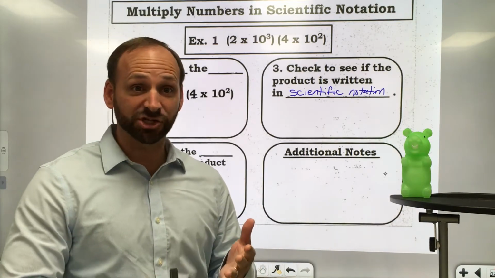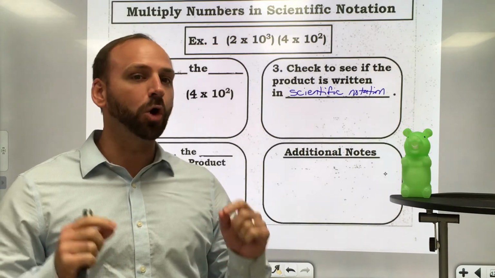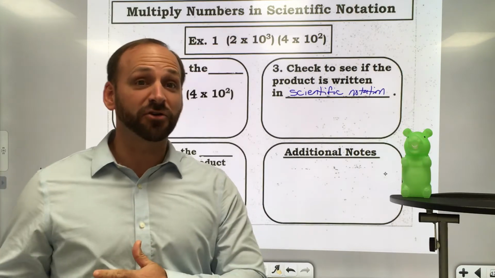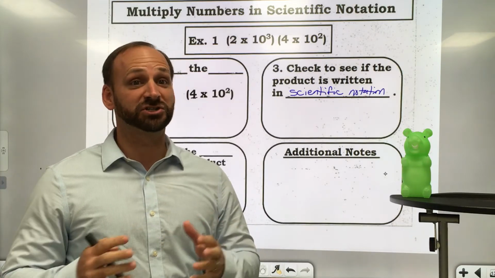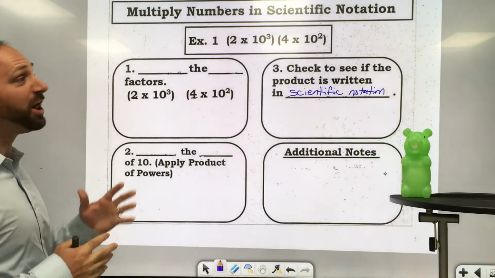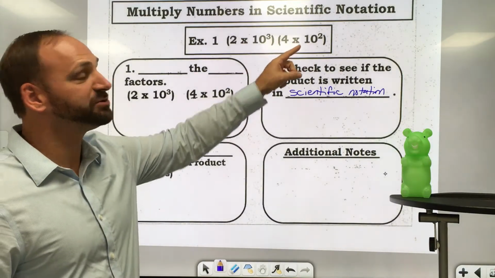There's multiplication, division, addition, and subtraction. Now in this episode, we're only going to look at multiplication and division. And then we'll use another episode to lay out addition and subtraction. So let's look at our first example. We're going to multiply 2 times 10 to the third by 4 times 10 squared.